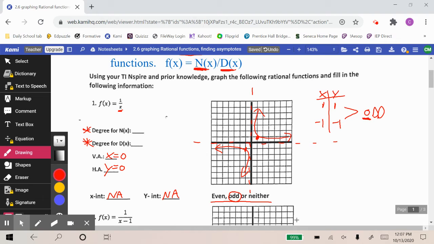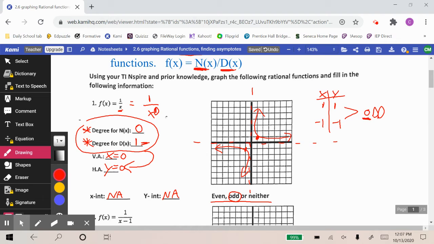If we look at the top, it's just 1. Since there's no x, we say the degree is 0. It's like saying x to the 0, which is really just 1. Since the bottom, d of x, is x to the first, the highest exponent there is 1, so the degree is bigger on the bottom. Here's the connection: if the degree is bigger in the bottom, you're always going to get y equals 0 for the HA. And again, we'll do more practice on that.